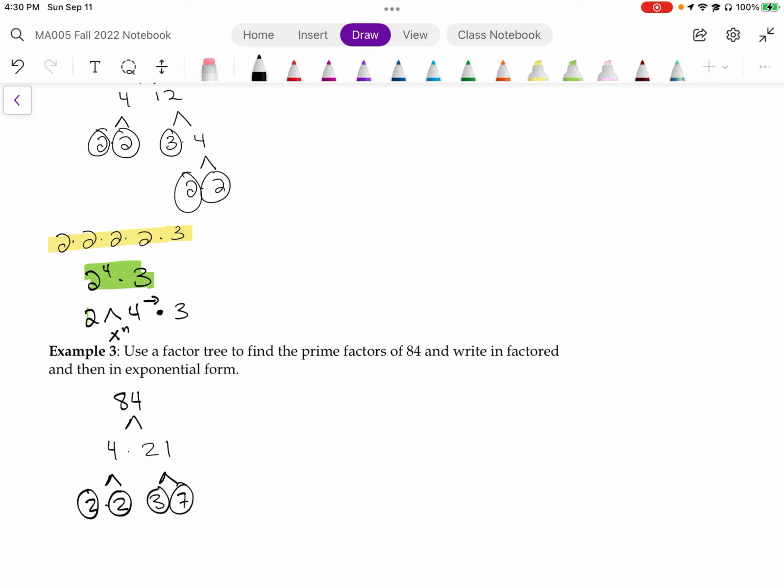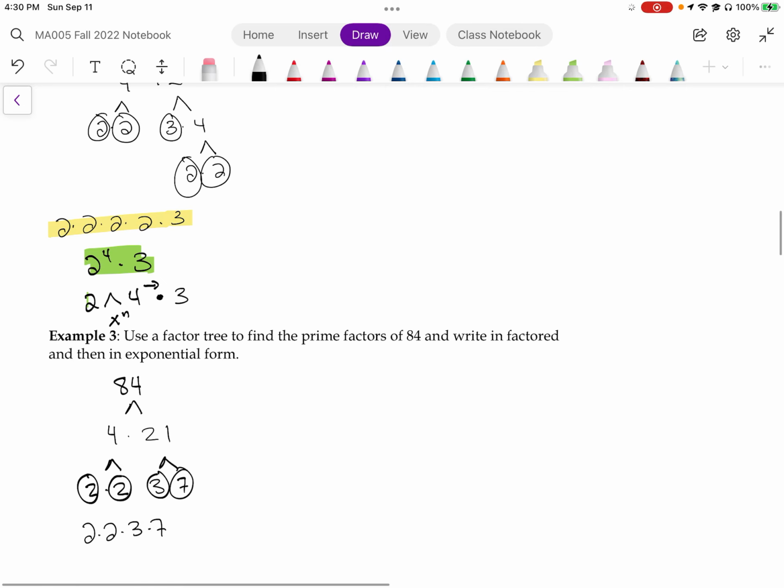Again, knowing your primes is really going to help because you'll know when to stop. So factored form, 2 times 2 times 3 times 7. Exponential form, 2 squared times 3 times 7. Again, check. See if you get 84. These are the easiest things to check on your calculator, so why would you not check?